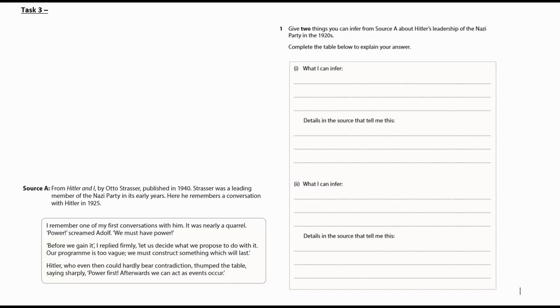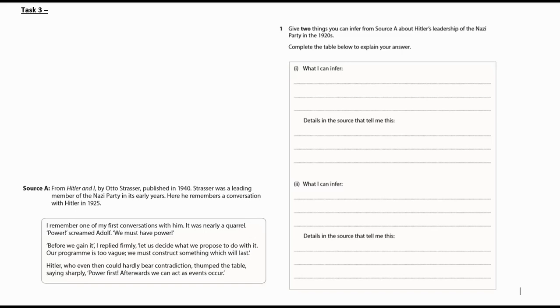It says, "I remember one of my first conversations with him. It was nearly a quarrel. 'Power,' screamed Adolf. 'We must have power.' 'Before we gain it,' I replied firmly, 'let us decide what we propose to do with it. Our program is too vague. We must construct something which will last.' Hitler, who even then could hardly bear contradiction, thumped the table, sharply saying, 'Power first! Afterwards we can act as events occur.'"